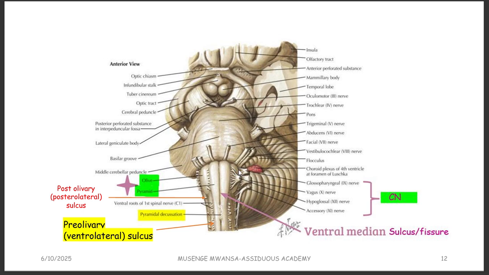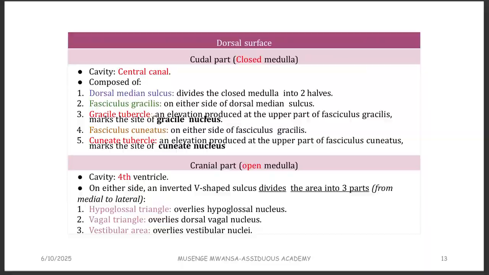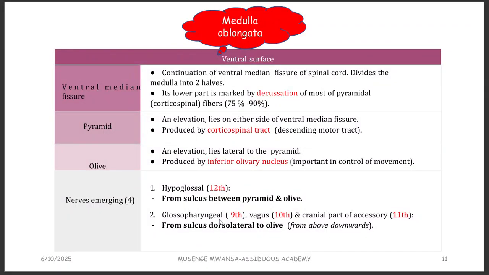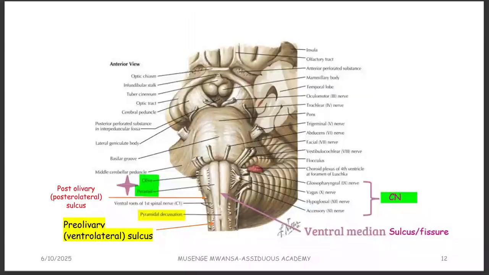And then you have the rest. Cranial nerves number 9, 10, and 11 come from the dorsolateral sulcus, or the post-olivary sulcus, in that order. So you can see cranial nerve number 12 is alone in the pre-olivary sulcus. Now numbers 9, 10, and 11 are in the post-olivary sulcus.